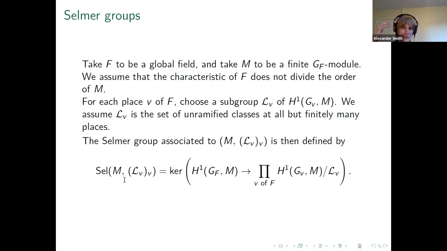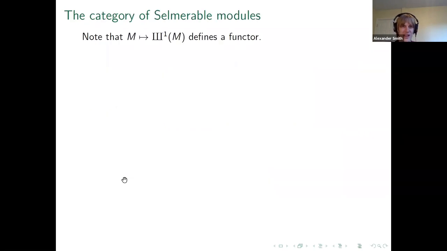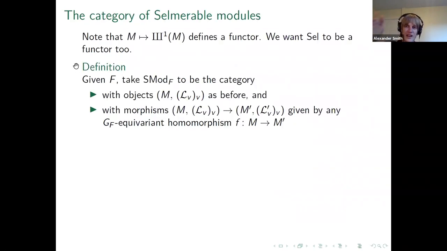And so for it to be a functor, we need to have a category of (M, L_v)'s. And so that's the first thing we do. We define that category. So take S_F to be the category of tuples (M, L_v), just as before. And now we're going to say the morphisms in this category are G_F-equivariant homomorphisms that map the local conditions for M into the local conditions for M prime.